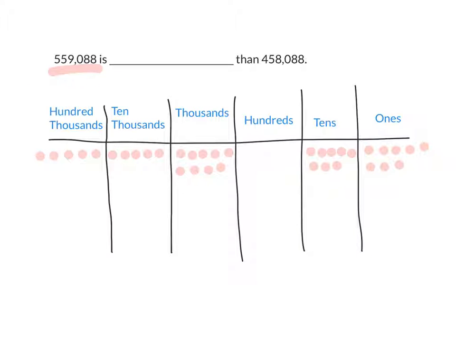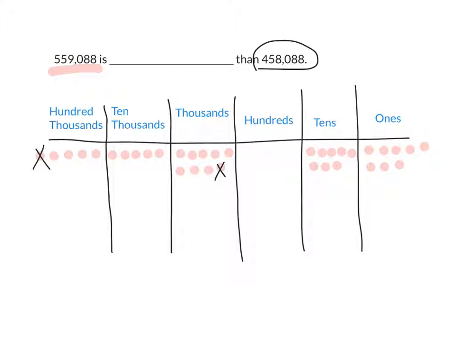Now that I have 559,088 modeled in my place value chart, I want to see how I can get to 458,088. So I would have to cross off 1 to get 400,000. Do I have to cross anything out in the 10,000s column? What do you guys think? Yes or no? No. Do I have to cross out anything in the thousands column? Yeah, how many do I have to cross out?